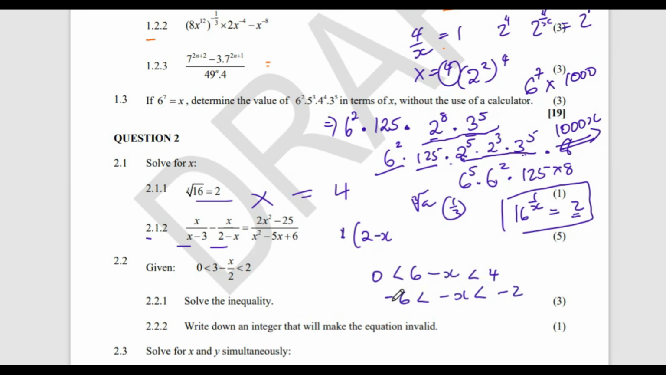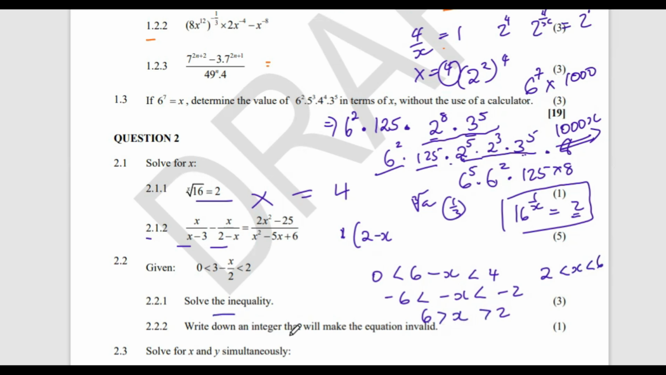Then when I divide through by negative 2, the signs are going to change. So that's going to be 6 is greater than x is greater than 2. Then I can switch this around, and I'll have 2 is less than x is less than 6. That is the first part.